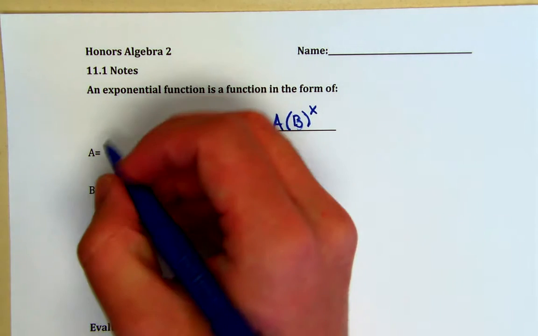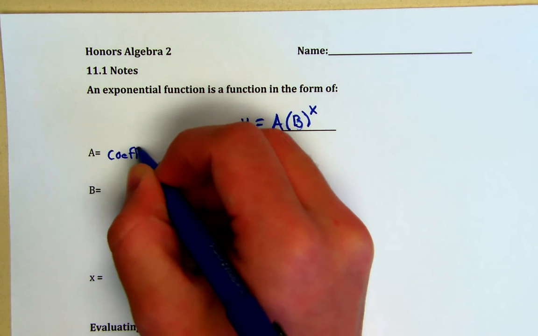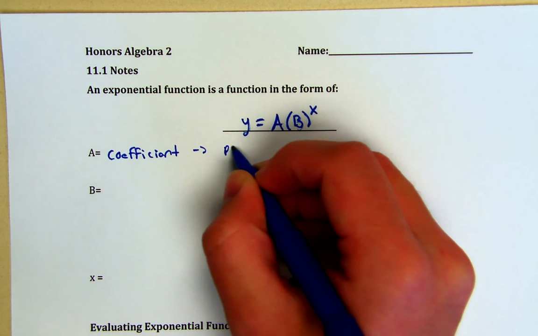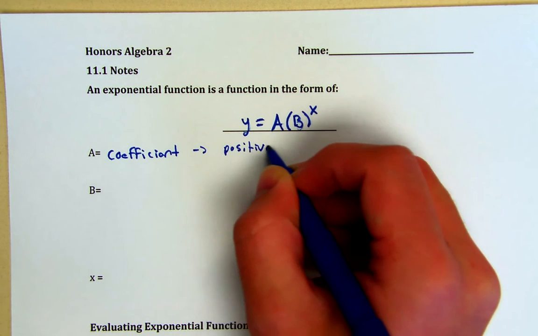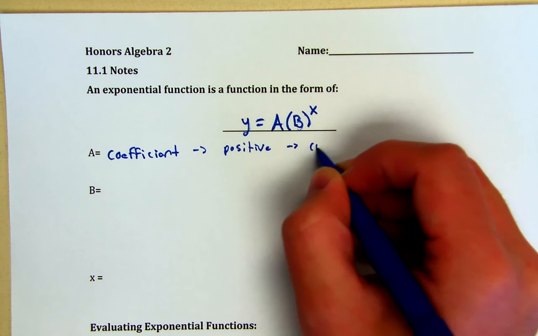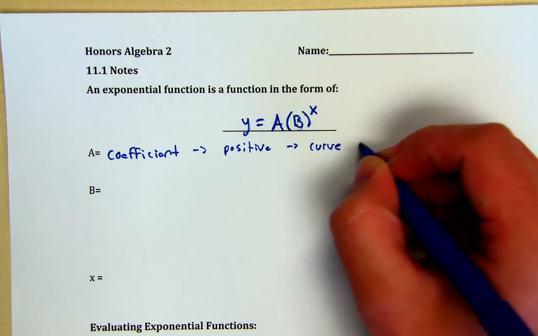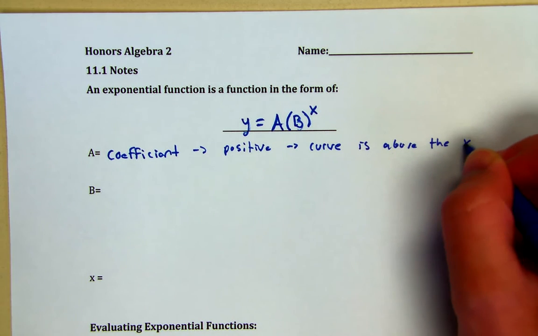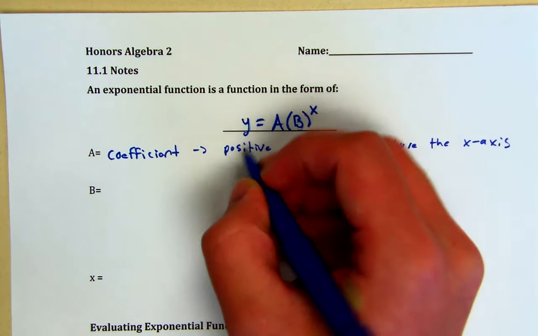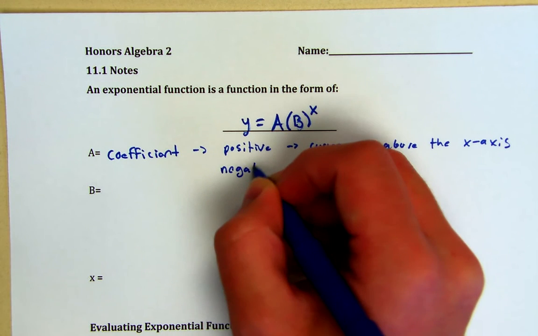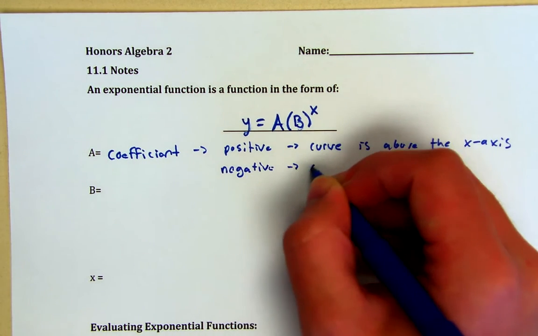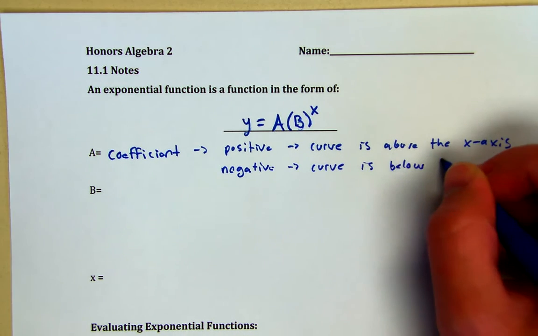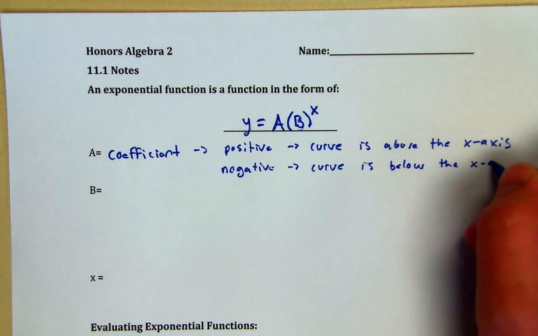a gives us the coefficient, and that can be either positive, which tells us that the curve of the graph is above the x-axis. If it is negative, then it tells us that the curve is below the x-axis.